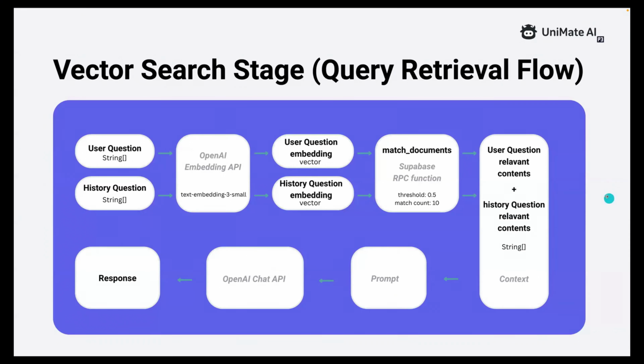During chat, when a user asks something like, what is computer vision week 2 about? We enter the vector search stage. Both the current question and history questions are embedded and searched using Supabase's match documents function. Each search retrieves the top 10 results above a 0.5 similarity score. These retrieved chunks are added as context to the prompt, helping OpenAI generate responses that are accurate, grounded, and relevant to the uploaded materials.